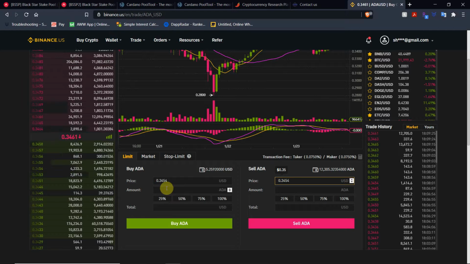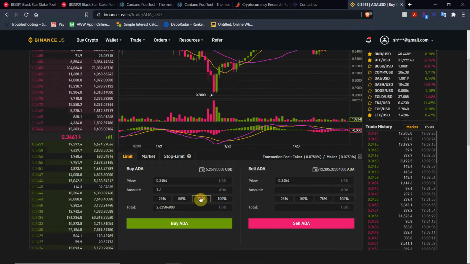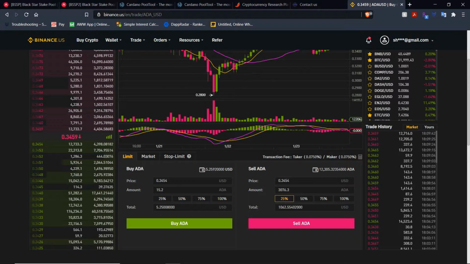Then you have your amount. If you have funds in your account, you can use the percentage to buy 25%, 50%, 75% of it, or 100%. That's up to you. And then it will tell you the total cost to you. Same thing for the sell. So if I wanted to sell the ADA that I have at 25%, I would make some funds, and the total value at 100% would show me exactly how much I would get in USD for selling all of the ADA I have sitting on the exchange.